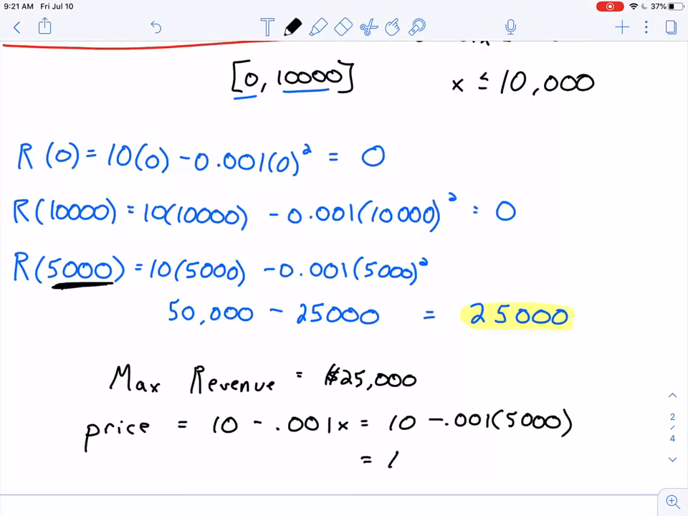So here I should have 10 minus 5, which gives me I should charge $5 per permanent marker, which sounds expensive to me, but then again, what do I know? I'm not actually in the marker business. So my max revenue is $25,000. The price that I should charge for these markers is $5. So that's pretty cool. I've answered the question here. I've given them all the information that they asked for.